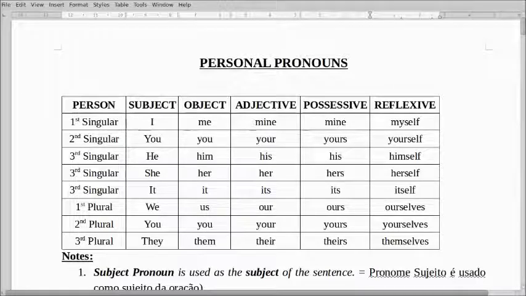For the second person in the singular we use yours. For the third person in the singular we use his if it's a man, hers if it's a woman, and its if it is an object or an animal.